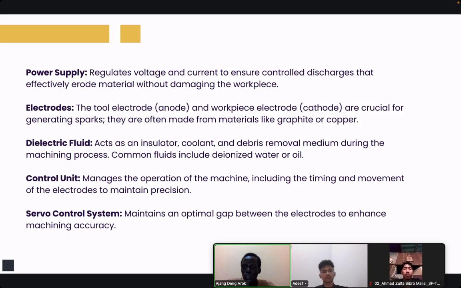Then the control unit. The control unit manages the operation of the machine, including the timing and movement of the electrodes to maintain precision. We have the servo control system. It maintains an optimal gap between the electrodes to ensure machining accuracy. So that's all, we can go ahead.